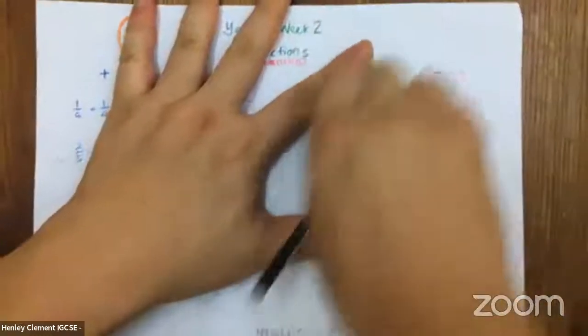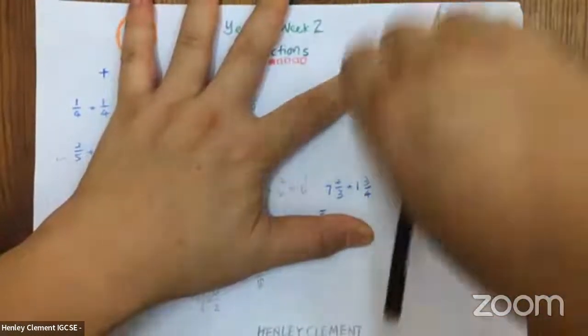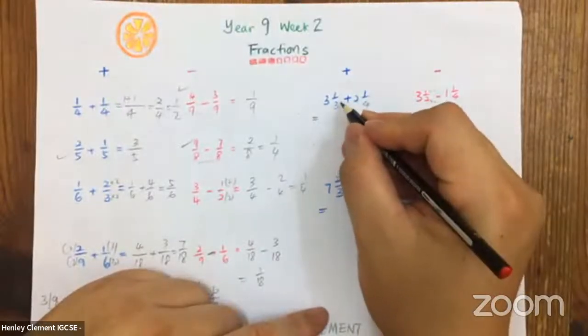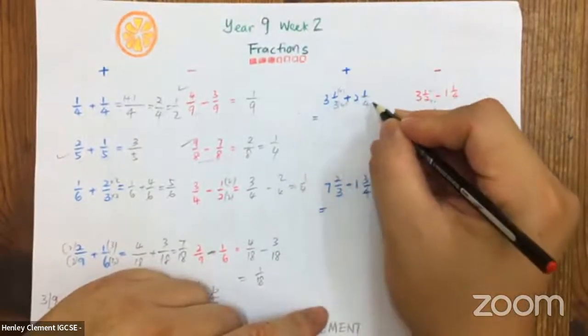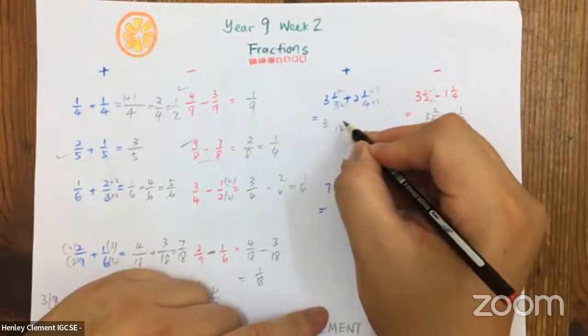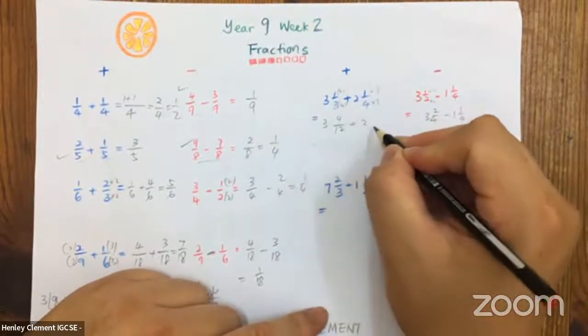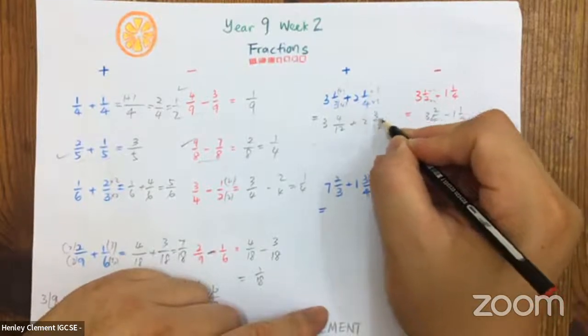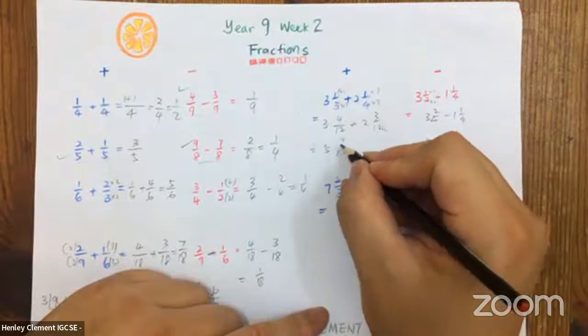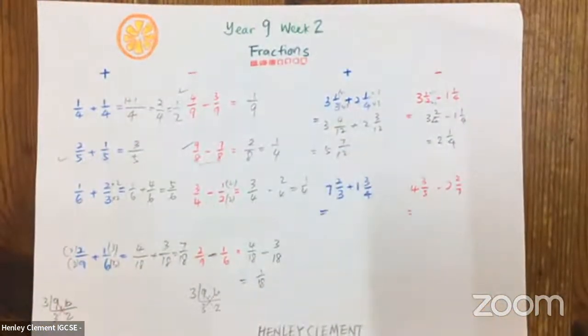Okay, let's use that method. It's better. It's easier, I think. Okay, so we need to convert this one. This one times 4 first. Okay, this one times 3. All we get is 3 and 12/4 plus 2 and 12/3. Okay, so all we get is 5 and 12/7. I think this one is easier.